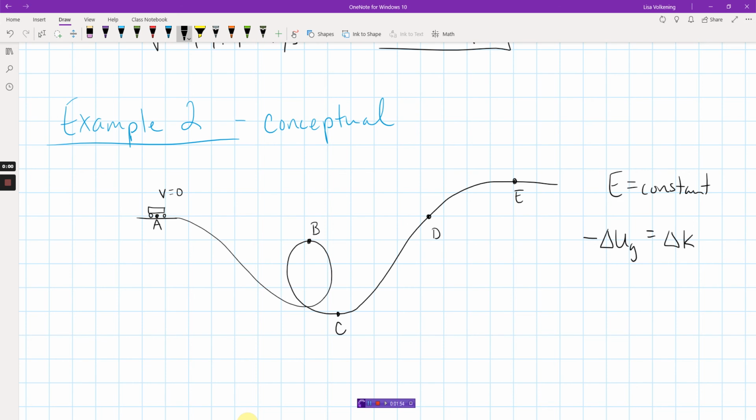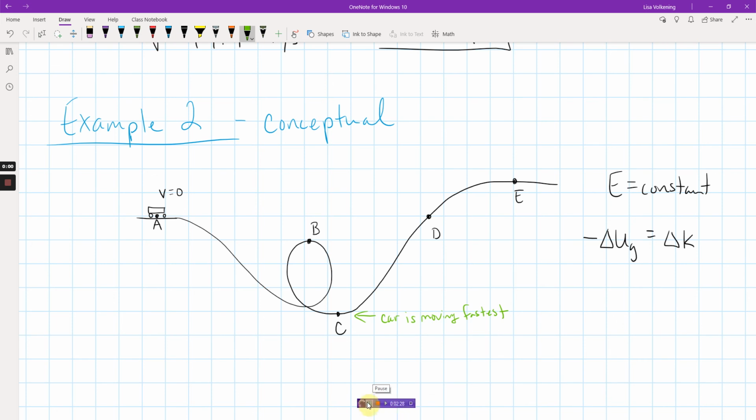So if you're presented a problem like this and asked at what point A, B, C, D, E is the car moving the fastest, you just want to find the lowest point. That's it. So that would be C. That is where the car is moving the fastest. That's a very common multiple choice problem that comes up. They'll just give you a picture and ask where it is fastest.